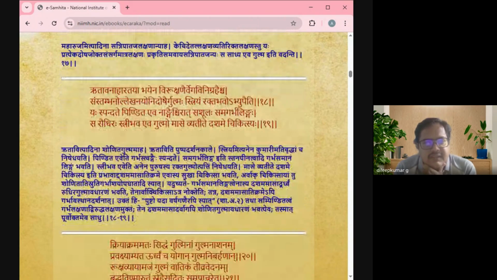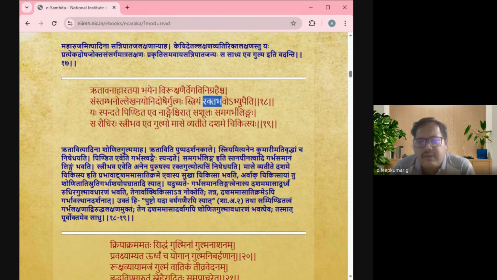The last Gulma is Raktaja Gulma. Raktaja Gulma has a specificity because it is related to Yoni Dosha. It is related to the reproductive area of females, Striyam Raktabhavu Upaiti. So it is related to menstruation, the Garbhashaya, the ovary, the vagina. It is entirely a menstrual cycle related disorder, and it will not come under the general Gulma.